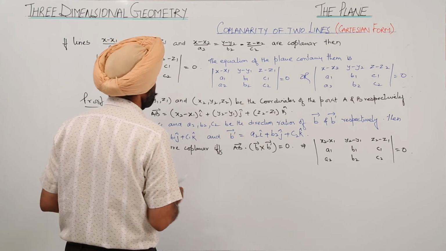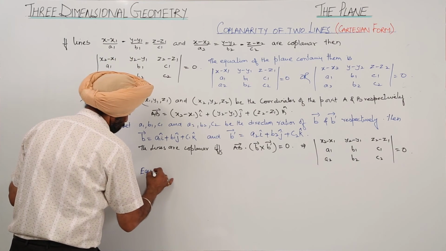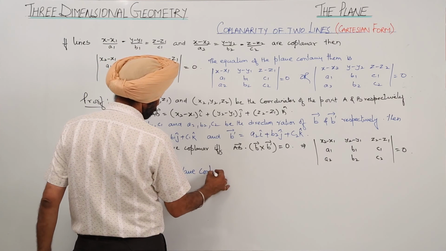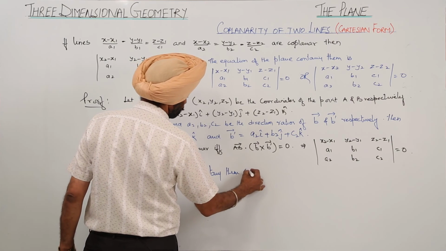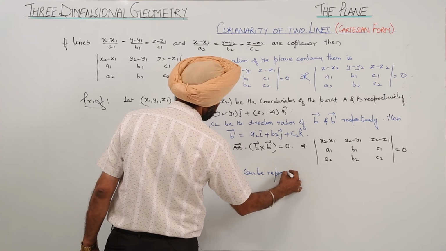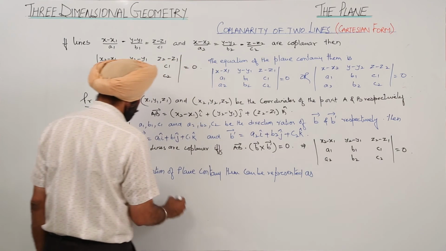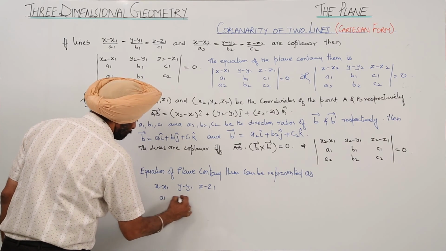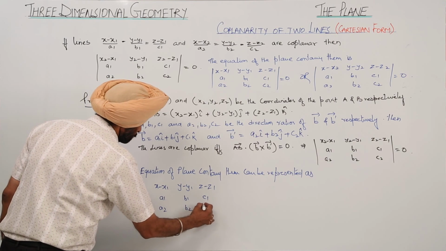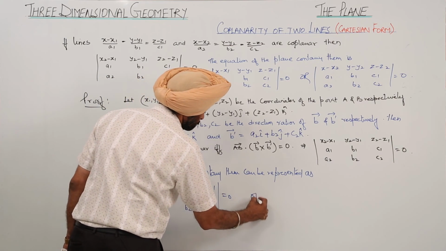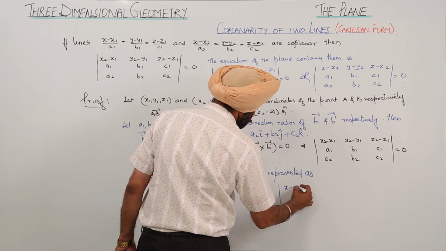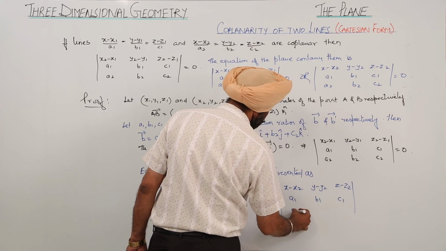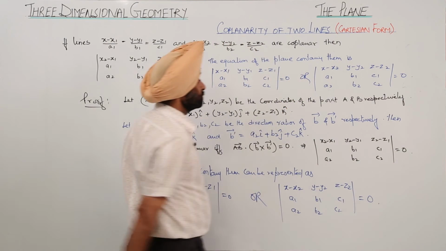Now, the equation of the plane containing them can be represented as the determinant with rows x minus x1, y minus y1, z minus z1; a1, b1, c1; a2, b2, c2 is equal to 0, or the determinant with rows x minus x2, y minus y2, z minus z2; a1, b1, c1; a2, b2, c2 is equal to 0. So, this is in the Cartesian form.